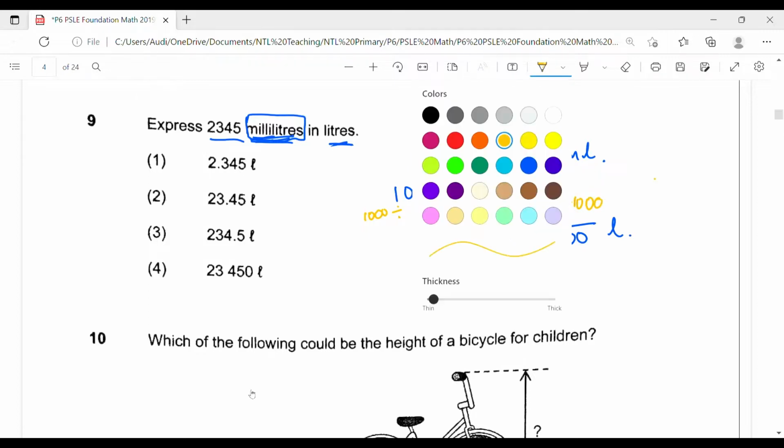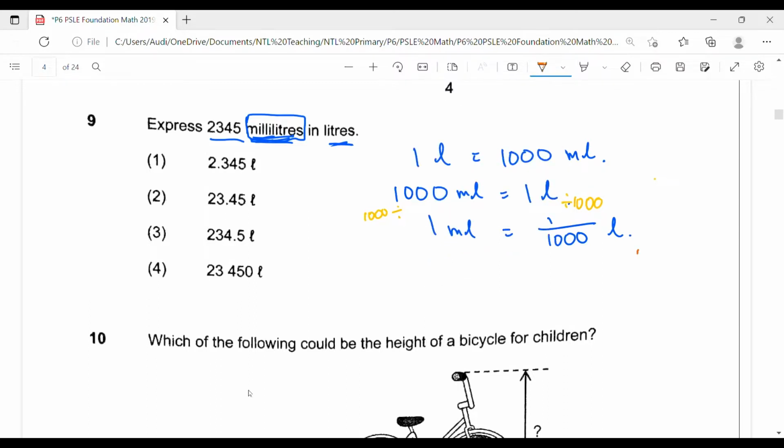Okay, now the question says we have 2345 milliliters. So what do we do? We do this: 2345 times 1 over 1000 liters. How do we do this now? We take 2345 times 1. So we get 2345 divided by 1000.